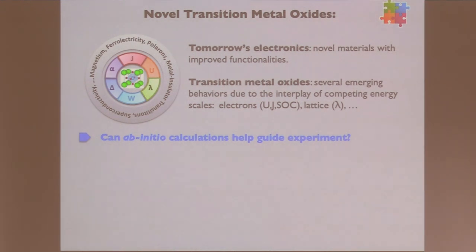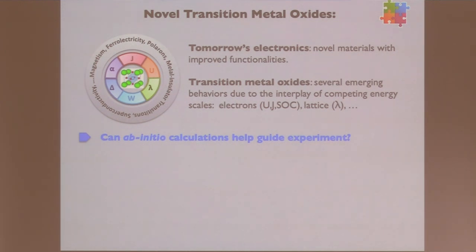Normally, when in this field one speaks about predicting new materials, it usually means taking a material that already exists and doing something small to it, like applying pressure or doping or something else, because we know that there is this extreme sensitivity to material parameters. What makes them extremely fascinating is the fact that you can make small parameter changes and really have different functionalities.